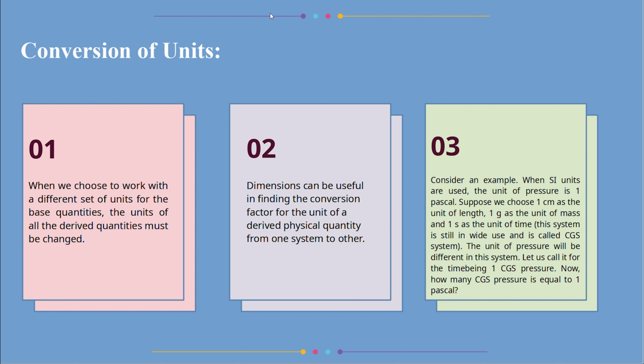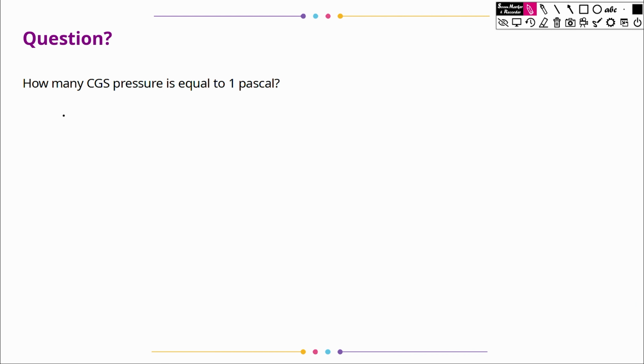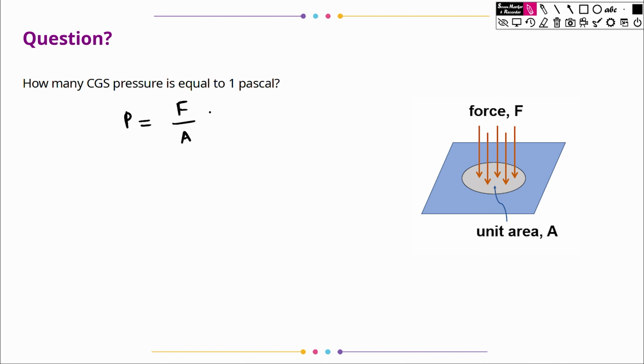This is still in wide use and is called the CGS system. The unit of pressure will be different in this system. Let us call it for the time being 1 CGS pressure. Now the question is, how many CGS pressure is equal to 1 Pascal? Now we'll try to find the answer to the question. Pressure is nothing but force divided by area.